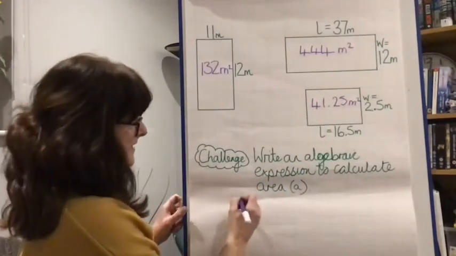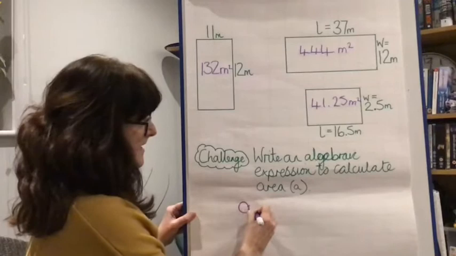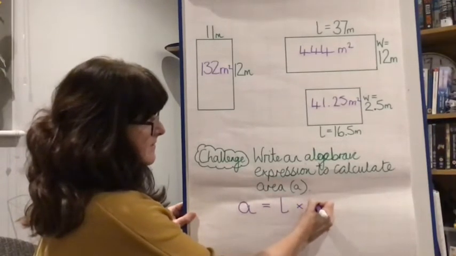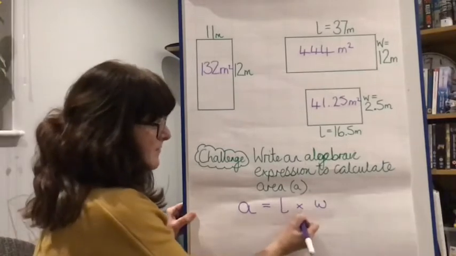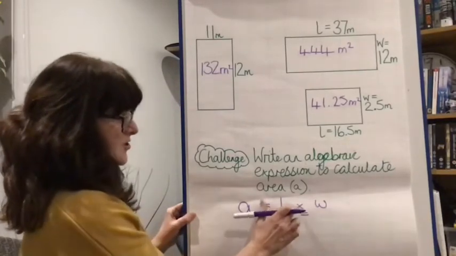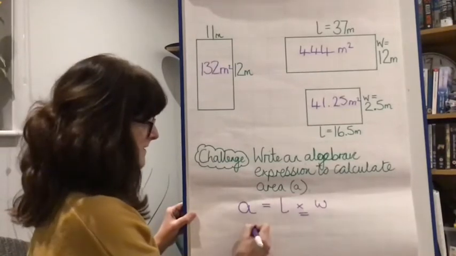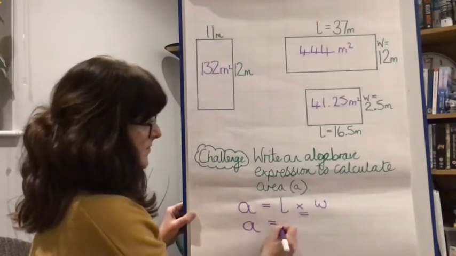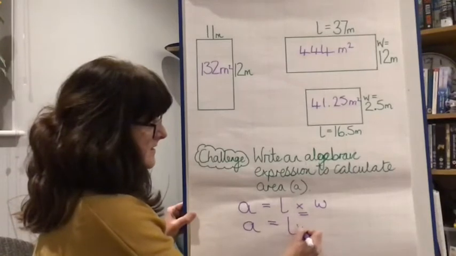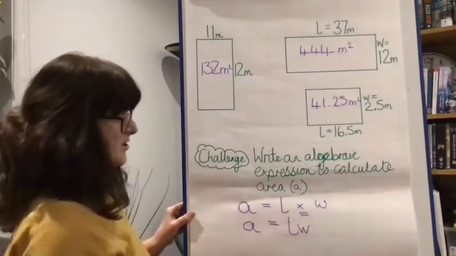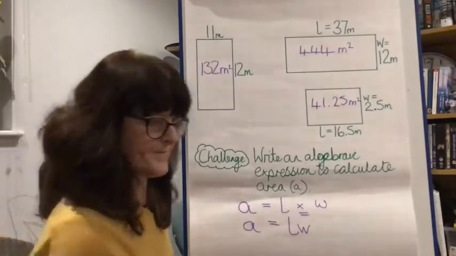The algebraic expression would be that area equals length times width. But when we write algebraic expressions, to avoid the multiplication sign becoming confused with the letters, we don't usually write it. So it's taken as read that if 2 letters are together, that means you would multiply them.